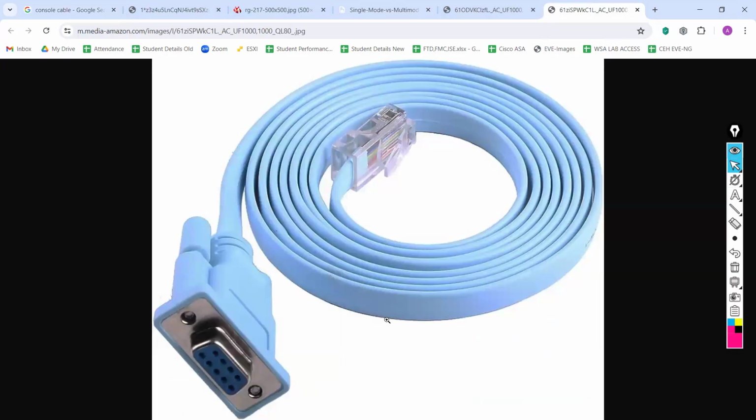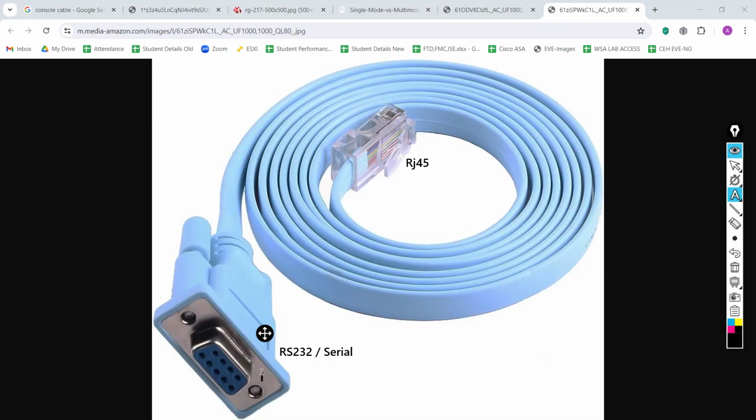This is how your console cable looks. In this cable, you will have two ports. One will be your RJ45, the second one will be RS232. This is your RJ45 connector, and this one is RS232, or you also call it a serial connector.